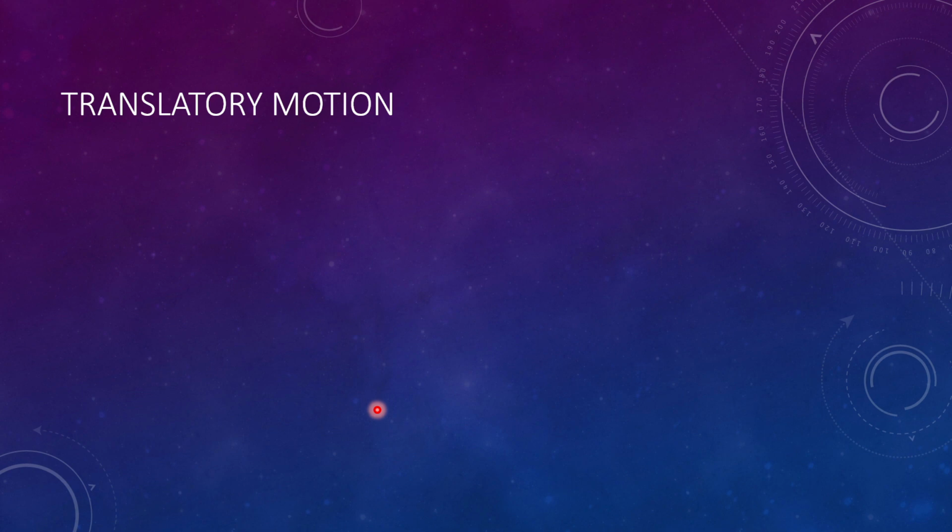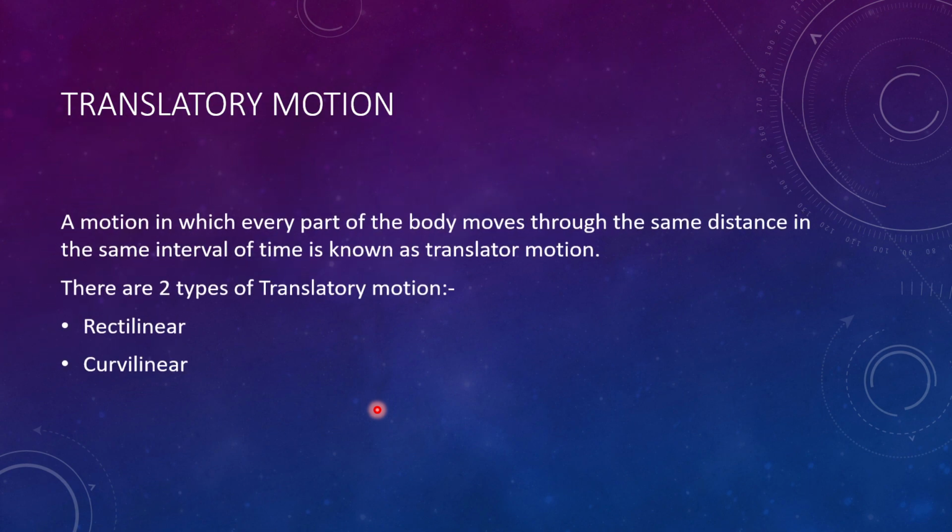See, translatory motion. What is translatory motion? A motion in which every part of the body moves the same distance in the same interval of time is known as translatory motion. So a motion in which every part of the body, so not only hands or legs, your whole body is moving the same distance in the same interval of time is known as translatory motion.